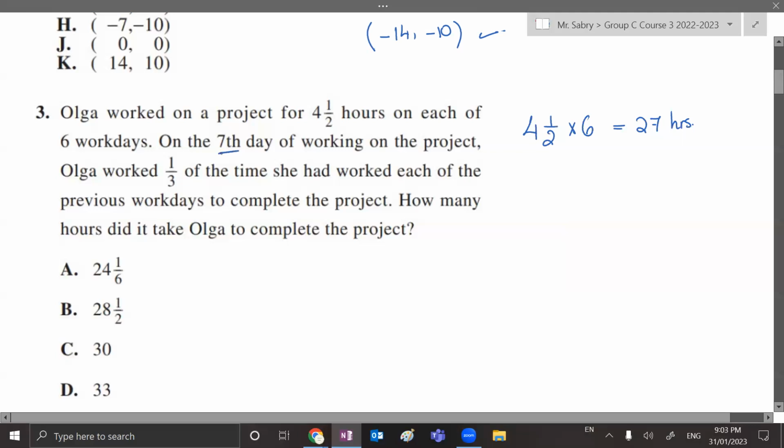And then on the 7th day she worked 1/3 of the time she worked each day. 1/3 of something, or 2/3 of something, or 1/6 of something means 1/3 times something. Times ايه؟ Times التايم اللي هي كانت بتشتغله كل يوم. So mainly في اليوم السابع هي عملت 1/3 multiplied by 4.5 لأن هي كانت كل يوم بتقعد 4.5 hours. So on the calculator just do 1/3 times 4.5.